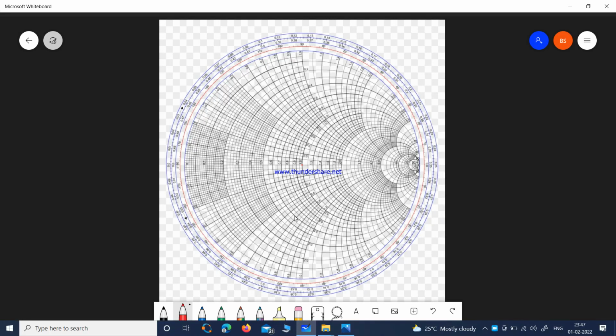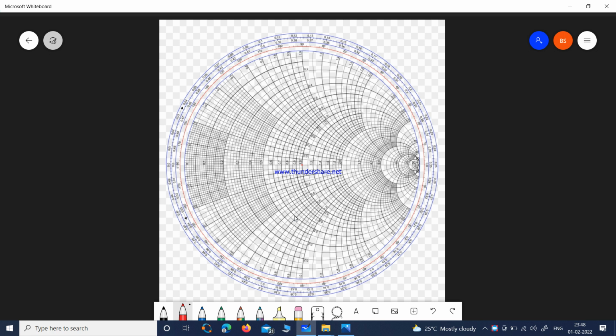I welcome you all. Today we will see how to solve transmission line problems using Smith chart. So before going to the problem, let us see what are the basic characteristics of Smith chart. Smith chart is generally used to detect transmission line characteristics such as input impedance, reflection coefficient, standing wave ratio.